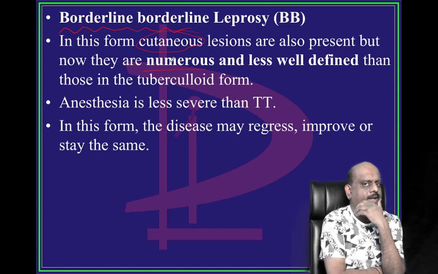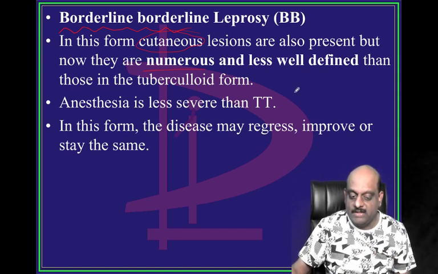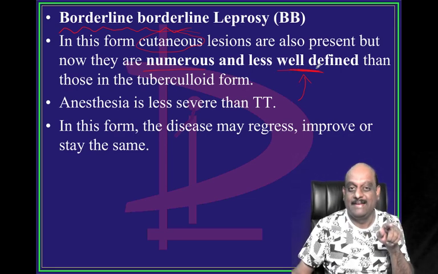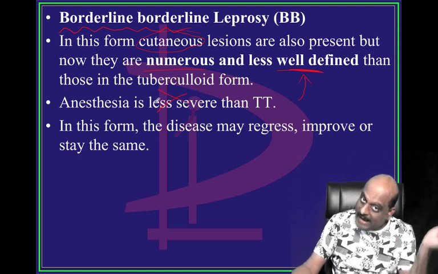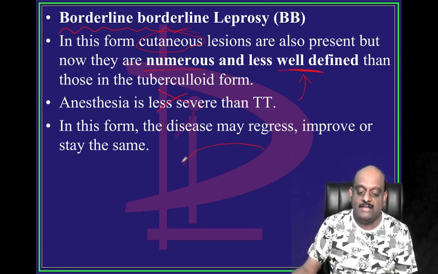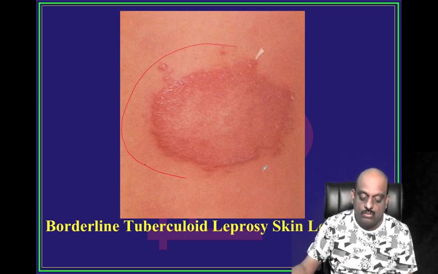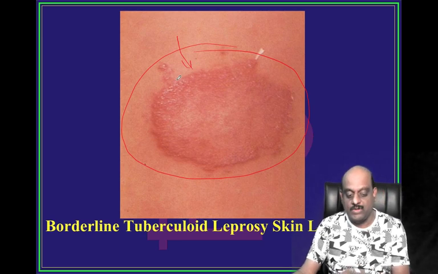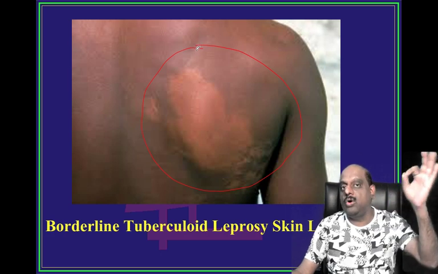Then why call it borderline? They could call it numerous tuberculoid. The difference is less well-defined borders. Then you call it borderline. Anesthesia is less severe than in tuberculoid. In this, the disease can regress and improve. So this is how the borderline tuberculoid leprosy skin lesion looks. This is another example of a borderline tuberculoid skin lesion.